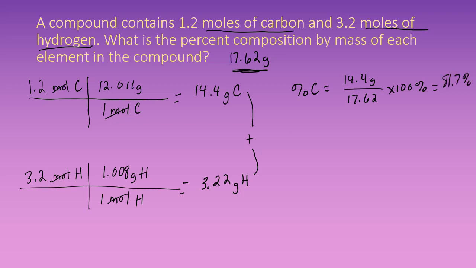And then if we want to figure out the percent of hydrogen, we will do 3.22 total grams of hydrogen divided by 17.62 total grams of compound times 100% for about 18.3% of hydrogen in our compound.